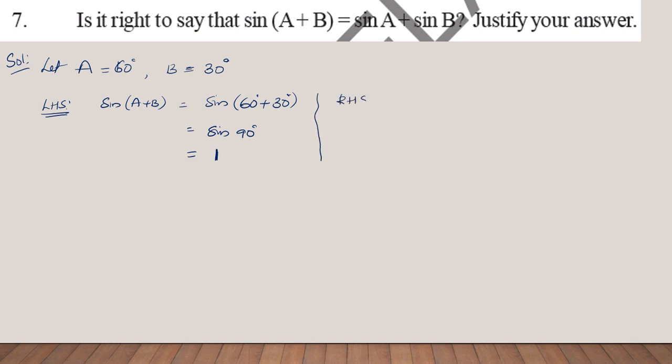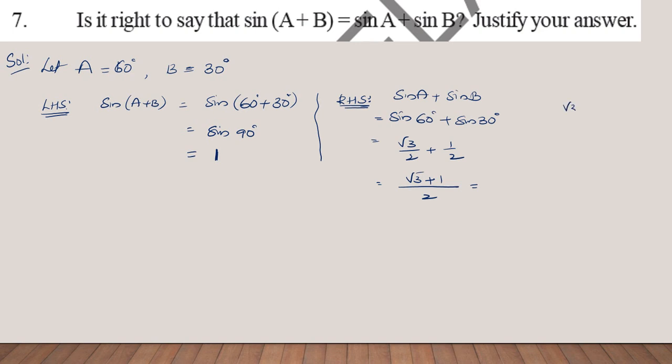Now I am going to consider the RHS. So RHS is nothing but sine A plus sine B. Now what is A I have considered here? A is 60 degrees, so sine 60 degrees plus sine 30 degrees. Now from this, sine 60 is root 3 by 2 plus sine 30 degrees is 1 by 2. So LCM is 2, so directly I can add up the numerator. So root 3 plus 1 by 2. So is root 3 plus 1 by 2 equal to 1? Is it equal to 1?